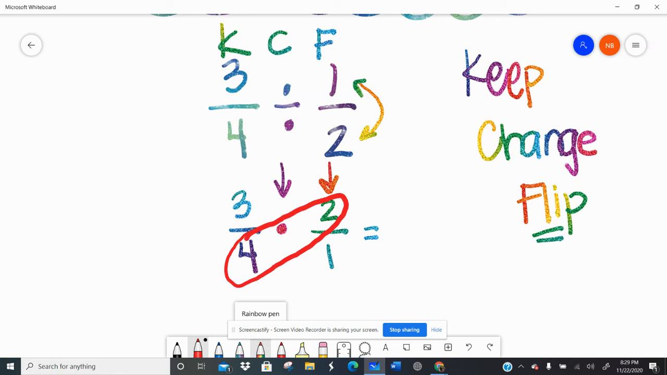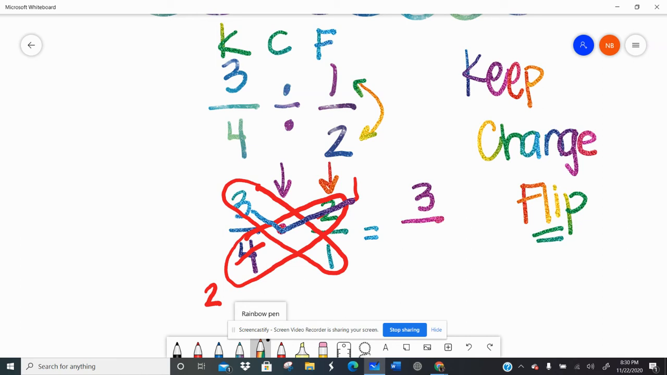I like that strategy. Okay, 2 and 4 are both even numbers. 2 divided by 2 is 1. 4 divided by 2 is 2. 3 and 1, well, that 3 is a prime number, and remember, 1 and done, so I can't do anything there. So now I just take the top times the top. So 3 times 1 is 3, bottom times the bottom. 2 times 1 is 2.